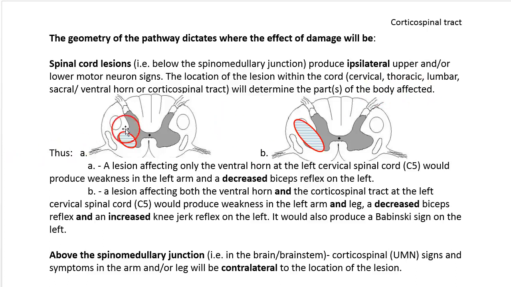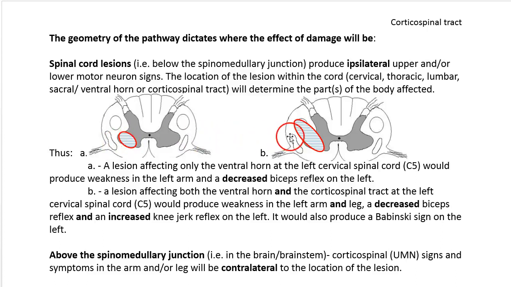For instance, a lesion affecting the ventral horn right here at the cervical level, C5 for instance, would produce weakness in the left arm, if we're looking at the left side here, and a decreased biceps reflex that's dependent on the motor neuron and its activation by the sensory. So we'd have a decreased reflex, hyporeflexia.